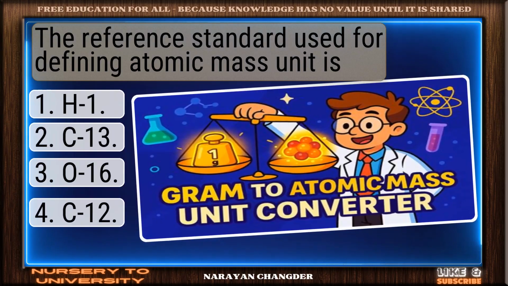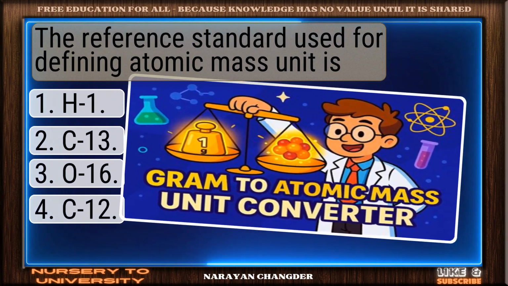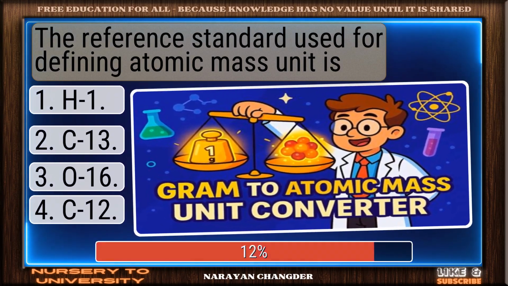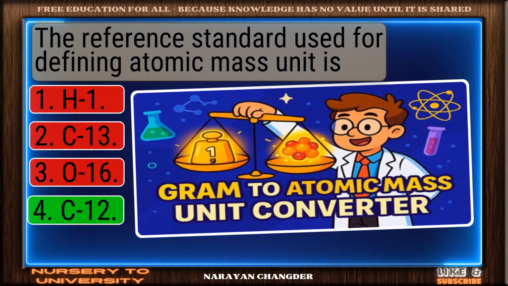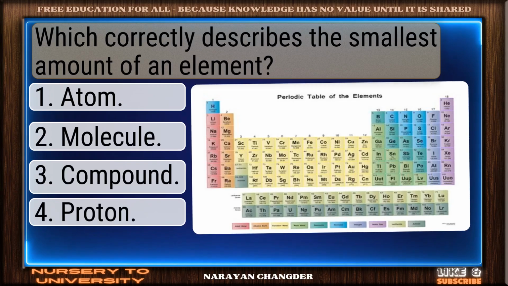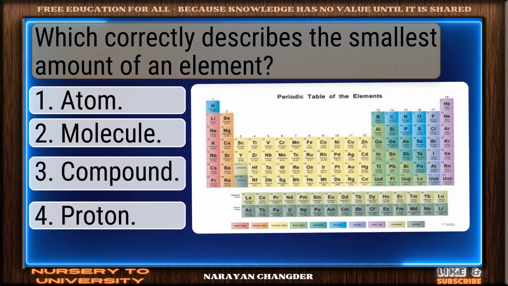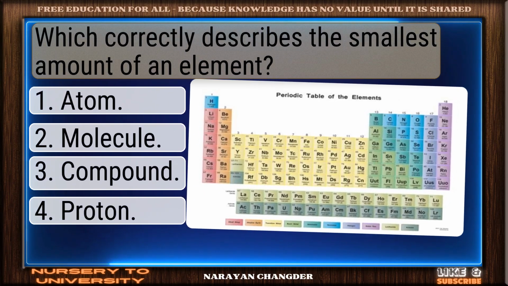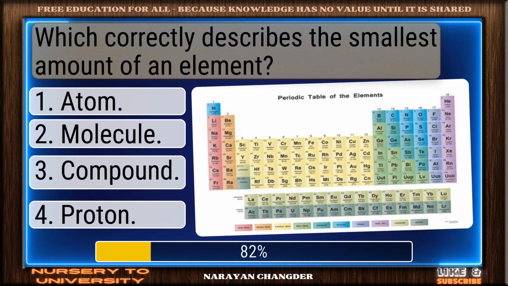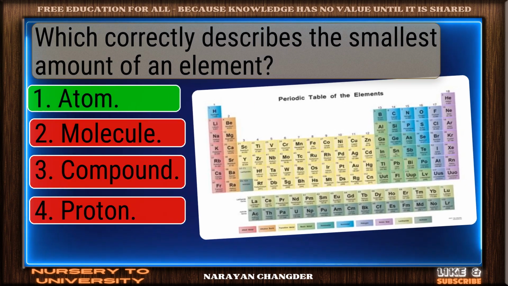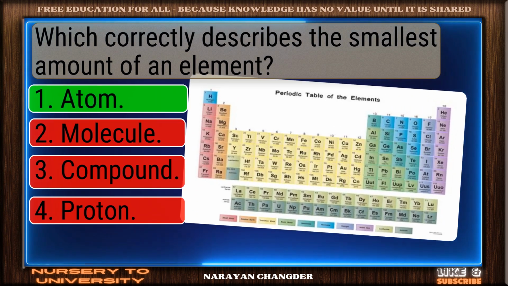Question number 94. The reference standard used for defining atomic mass unit is? Good job. Your answer C12 works well here. Question number 95. Which correctly describes the smallest amount of an element? Nicely done. Atom is a solid answer.